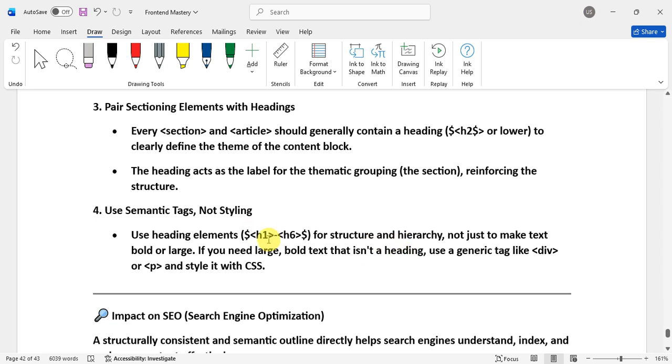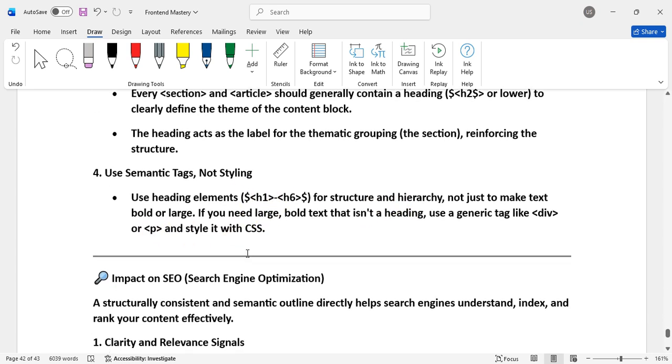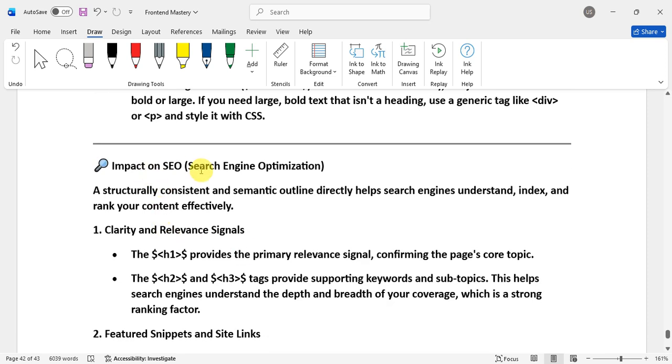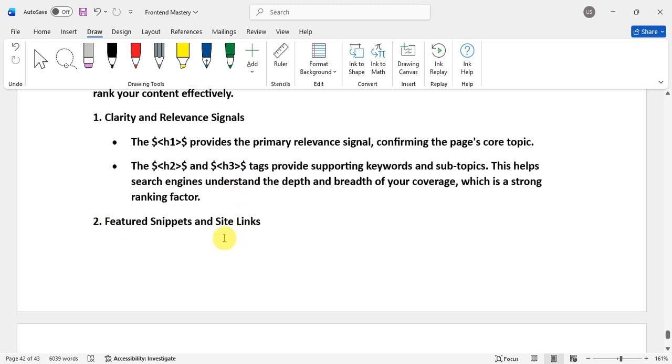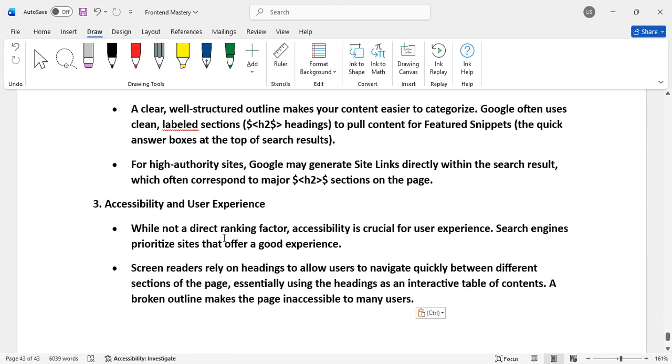I already said that it's not for styling. We should use p for styling, as we know. It is for impact on SEO, clarity, and relevance. So this is all, guys, and this is for accessibility.